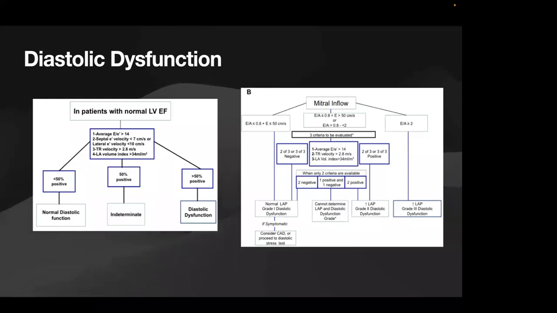So completely agree. I think E over E prime is the thing that I took away from this, saying I think it's the best surrogate marker of your left atrial pressures. And based on that, we should be informing clinicians that they may have a physically normal ejection fraction, but they may not have normal diastolic function, or they may have diastolic dysfunction.